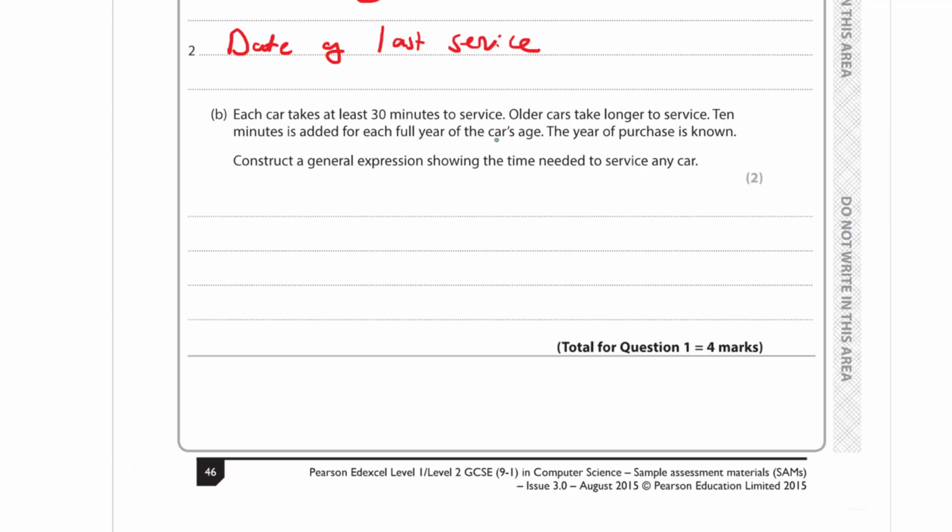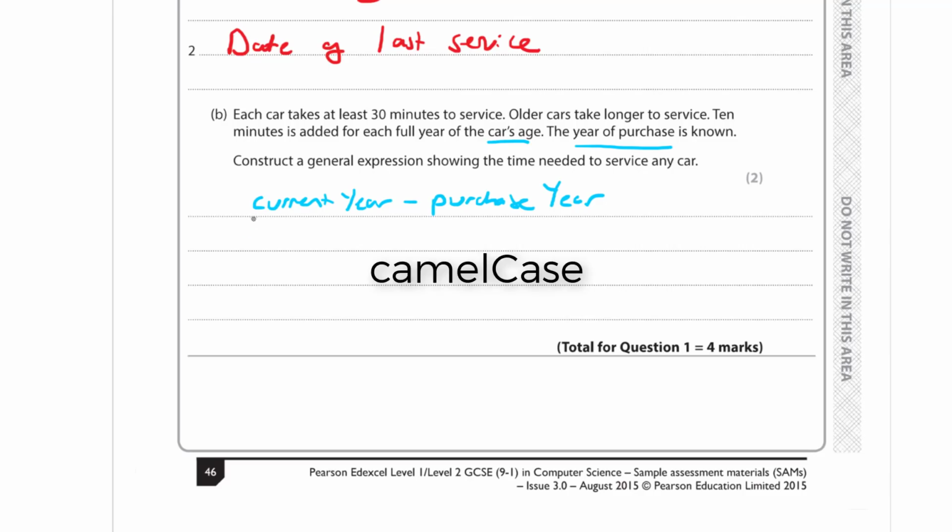So to work out the car's age, we know the year of purchase. We need to do current year minus purchase year. I was doing my variables in camel case, which is where you do the first letter of the first word lowercase and the first letter of the second word uppercase. That's just my preference. So that's going to be part of our equation. That's the other bit we need to work out.